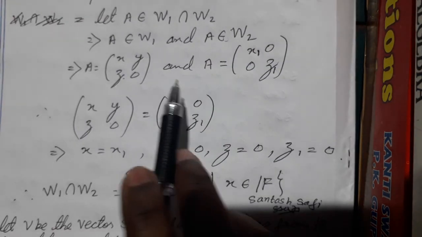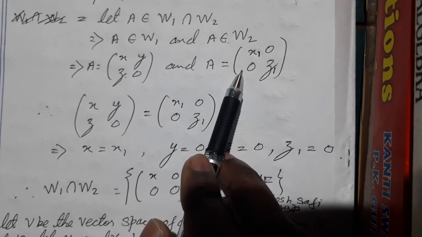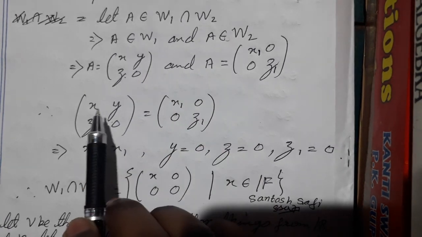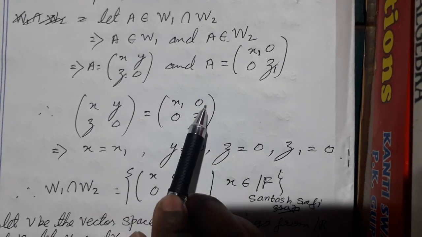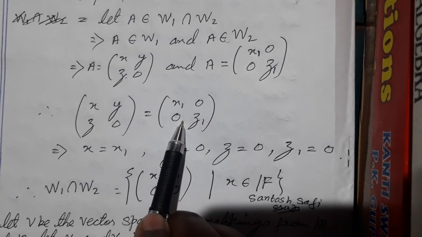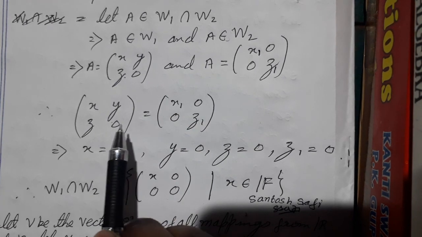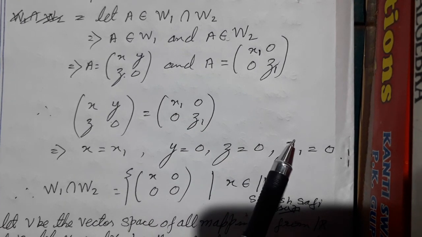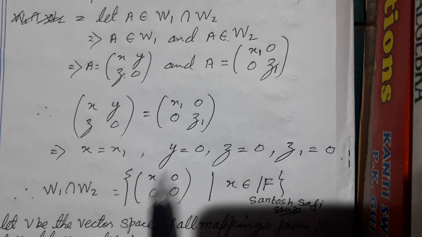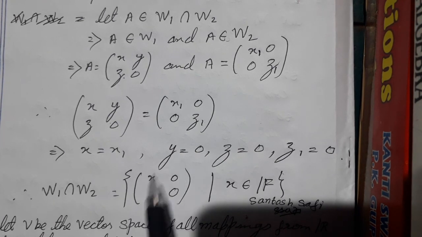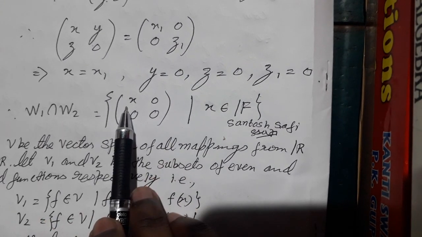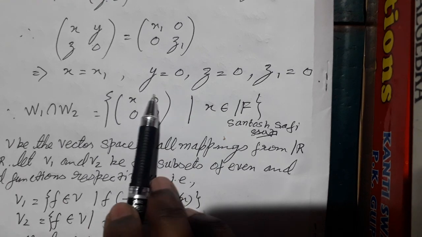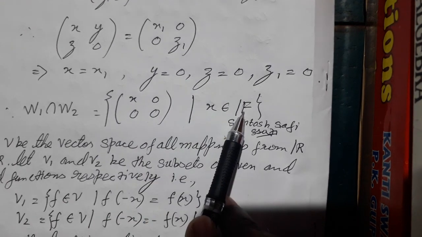Okay, now if you look here, this is A, this is also A, so these two should be equal. So we get these two to be equal. So what we get here: x should be equal to x1, y should be equal to 0, z should be equal to 0, and z1 also should be 0. So if I put this value of y, z, and z1 in any of these, I'll get of this form. So we are left with only this. Okay, so the intersection consists of only this type of element, where x belongs to the field.